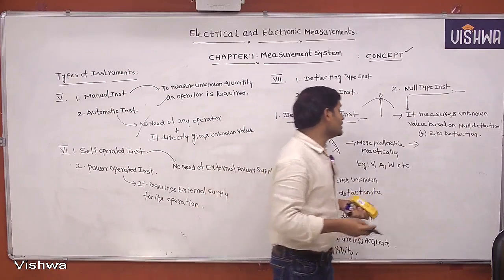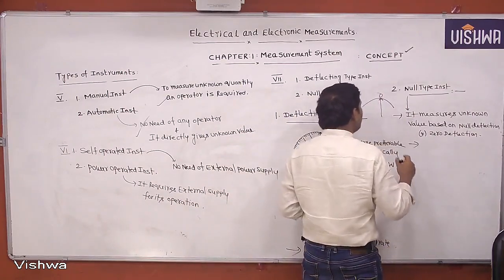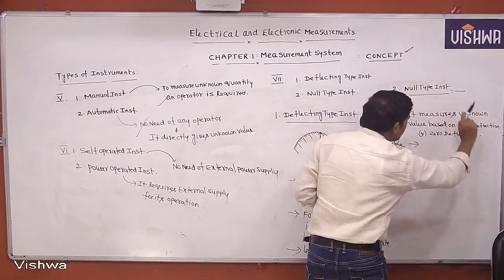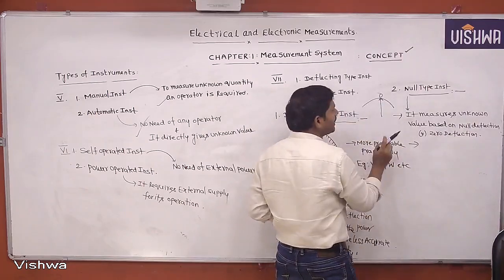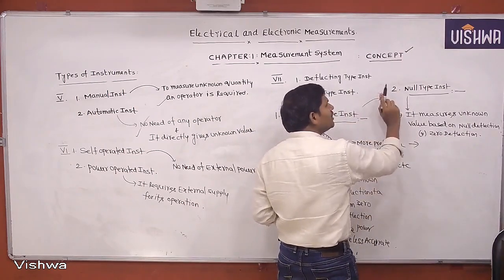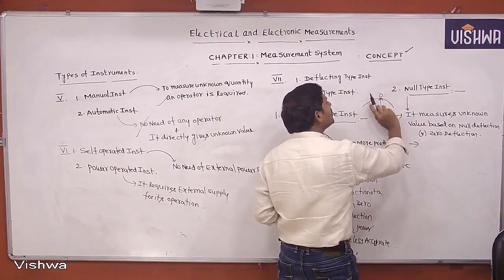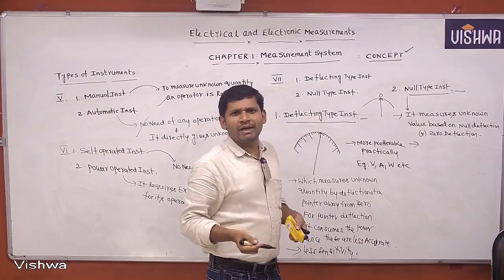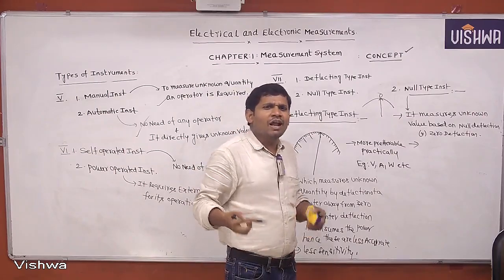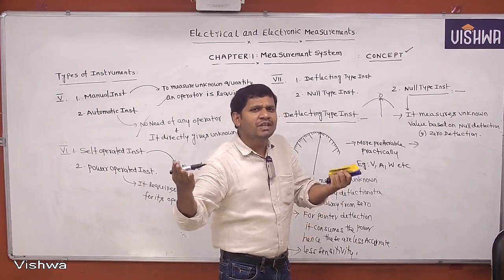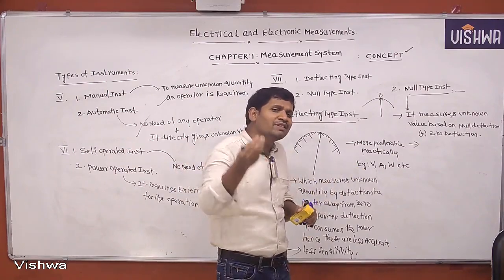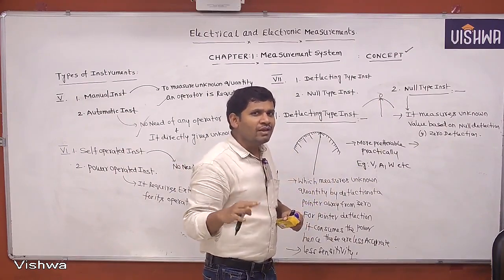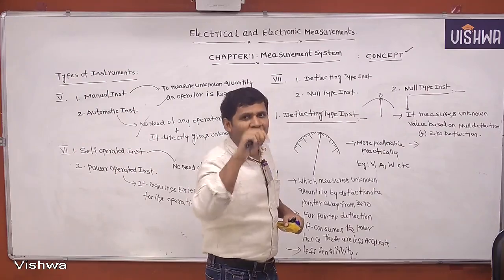Understood? One point to remember: in a deflecting type instrument, the pointer is continuously moving, but here the pointer is not continuously moving. Before coming to the zero position, it may oscillate. That's why in a null type instrument, for null deflection of the pointer, power consumption is negligible. There is some power consumption, but it is negligible. That's why these are more accurate as compared to deflecting type instruments.